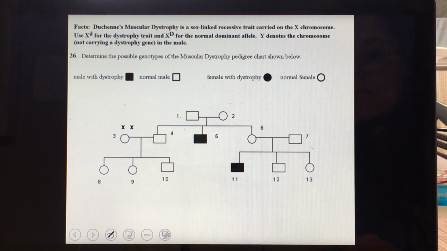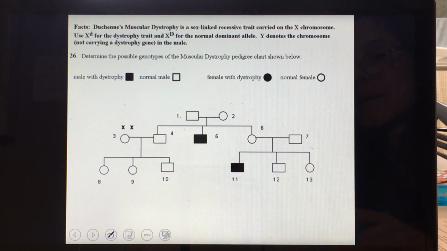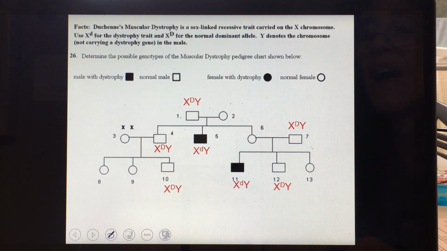So if we start filling in this pedigree, when you're doing a sex-linked pedigree, you always want to fill in the males first because they only have one X chromosome, so we know definitively what their genotypes are. So that individual has muscular dystrophy, and so does that individual, and they would be X little d, Y. Next, we would want to fill out or label all of the normal males. And then the trick is to figure out the females.